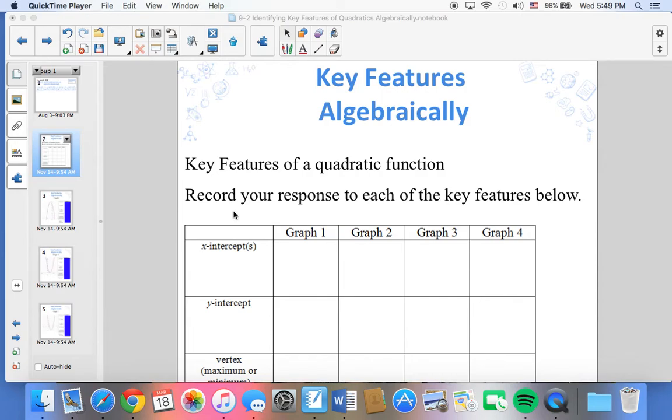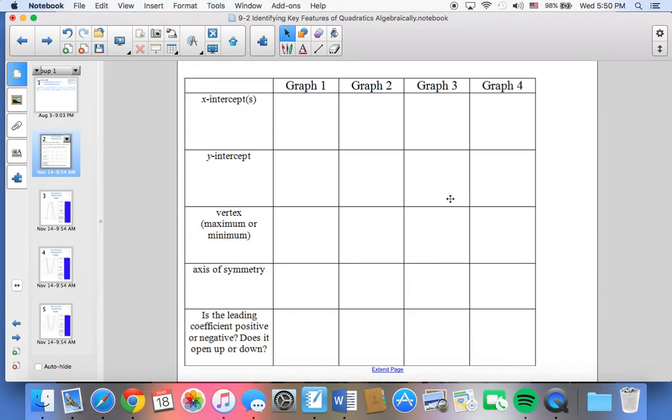I'd like to continue today's lesson as a continuation of what we did yesterday, talking about key features of quadratics. Namely, we're going to be talking about x-intercepts, y-intercepts, the vertex, is it a maximum or a minimum, the axis of symmetry, and is the leading coefficient positive or negative? And that really has to do with, does it open up or down? Does it look like a smile or a frown?